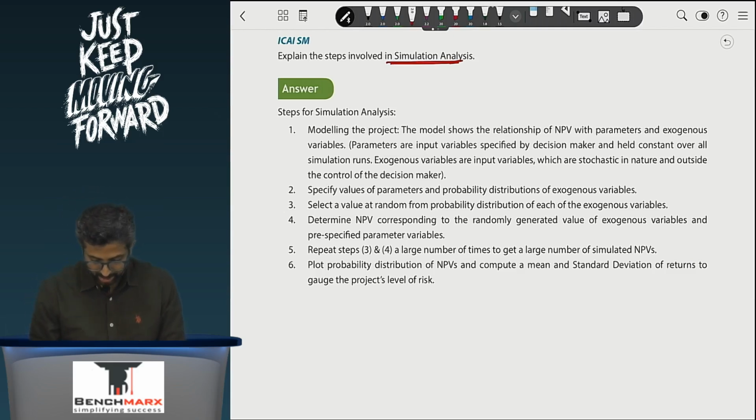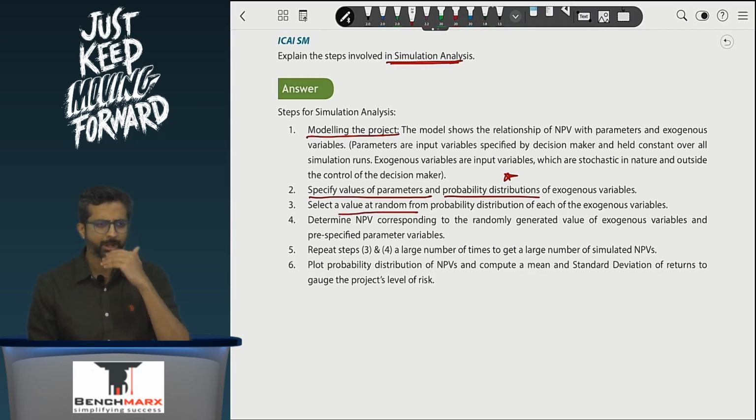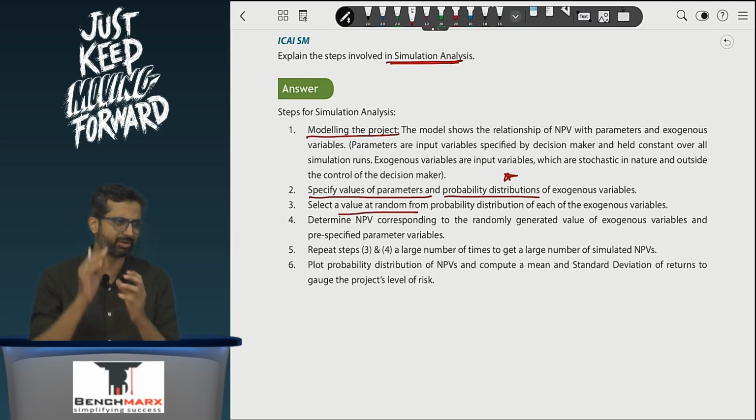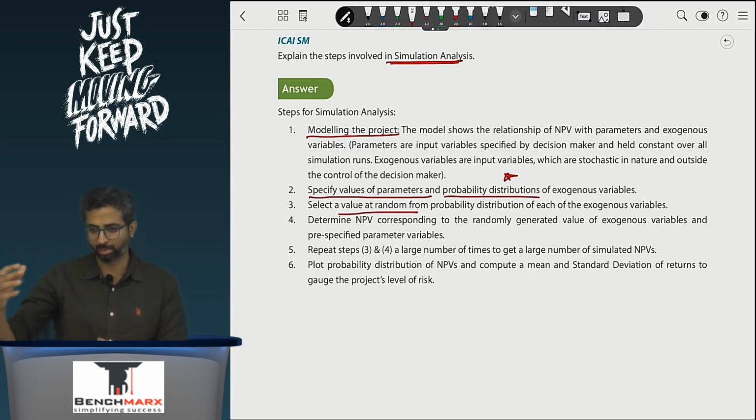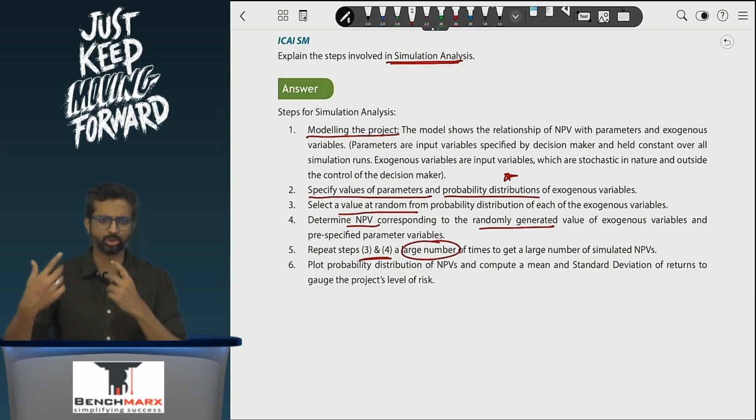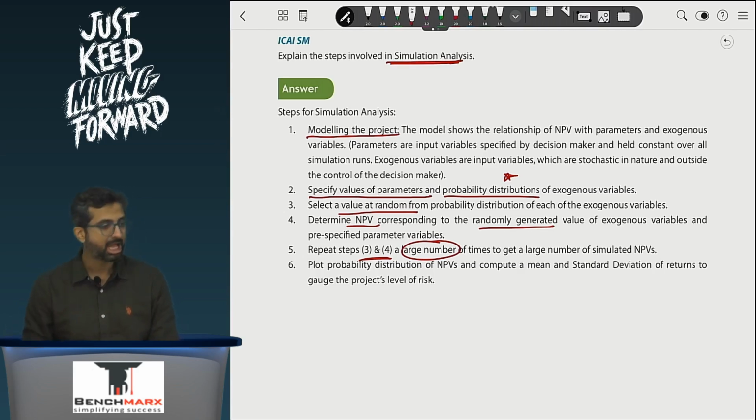So over here you will model the project, figure out which are the important parameters, specify the values of parameters and probabilities, probabilities being the most important. Determine the probabilities, because based on that you will assign random numbers. Select a value at random from the probability distribution. We have done some work on simulation where we try to figure out what the different probabilities are, and as many as the probability, that many random numbers. It's like drawing chits and putting random numbers. Determine NPV corresponding to the randomly generated value and repeat steps 3 and 4 a large number of times. So you will keep on finding NPVs at different values, and then you will plot the probability distribution to find out your final average NPV. Are we clear with this?